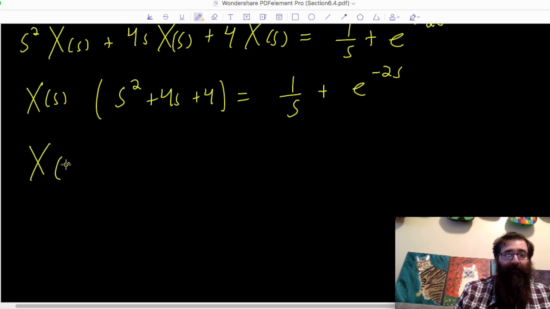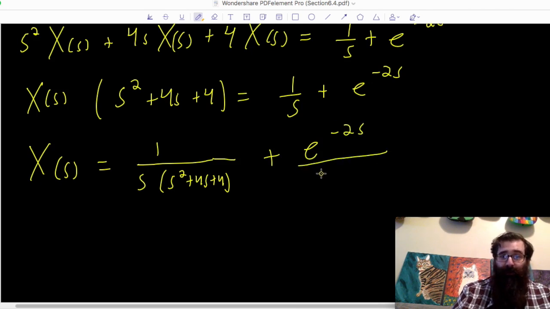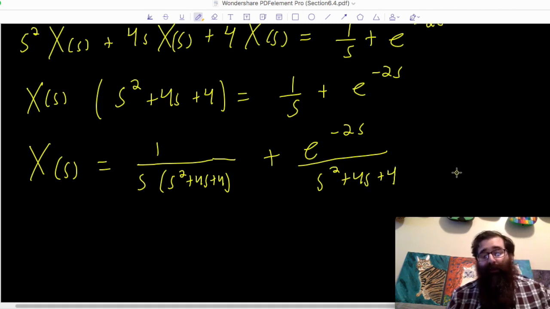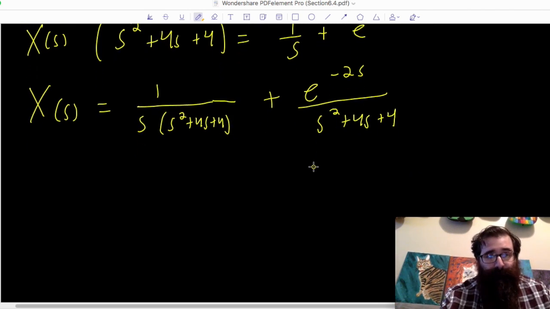So I'll say capital X of s is equal to, I'm going to divide this one here, so that's 1 over s times s squared plus 4s plus 4, plus, and then this other exponential term, e to the minus 2s, needs to be divided as well by the s squared plus 4s plus 4. So okay, we've done it. I think this is a little bit easier to work with and manipulate than dividing everything kind of blindly. Here we do it strategically to each of the terms.